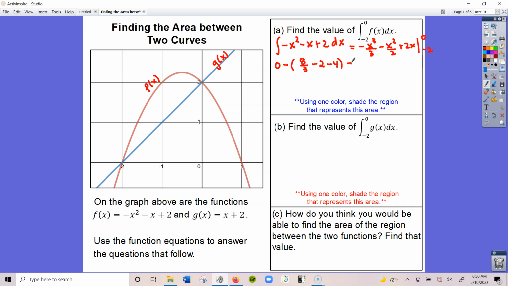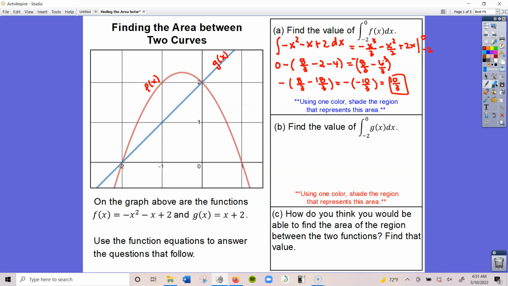Now I'm going to combine these. So 8 over 3, oops, forgot the negative here on the outside. Negative 2 minus 4 is negative 6. We're going to need to put this over a denominator of 3, so I'm going to put this over 3 and multiply this by 3. So we have negative 8 over 3 minus 18 over 3, which gives me negative 10 over 3. So my final answer here is 10 over 3.